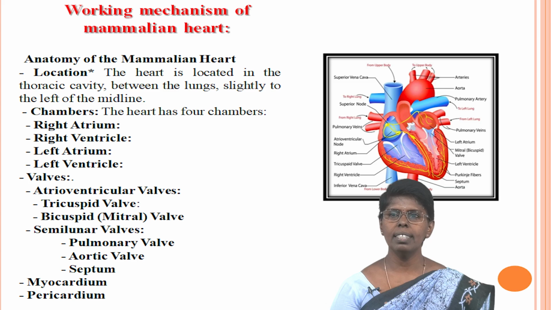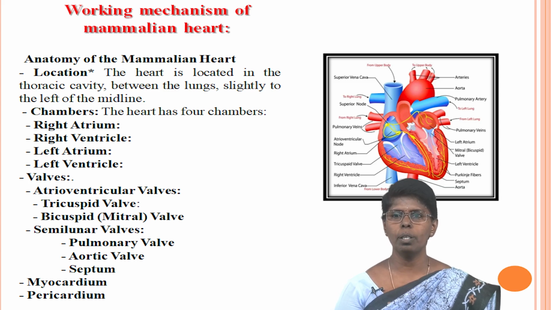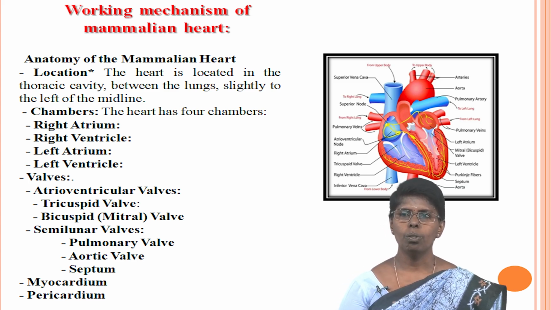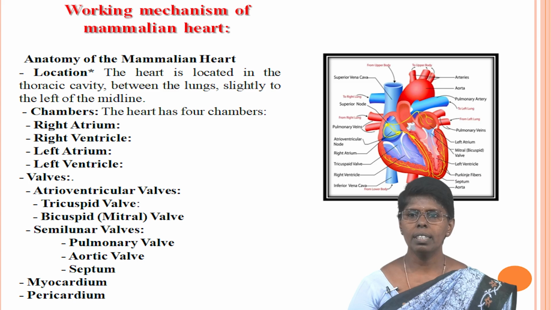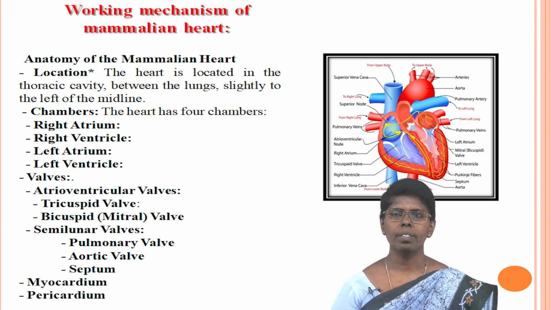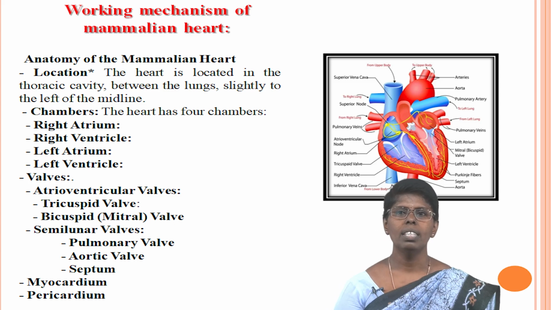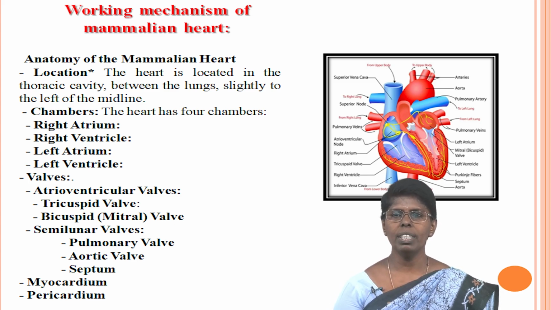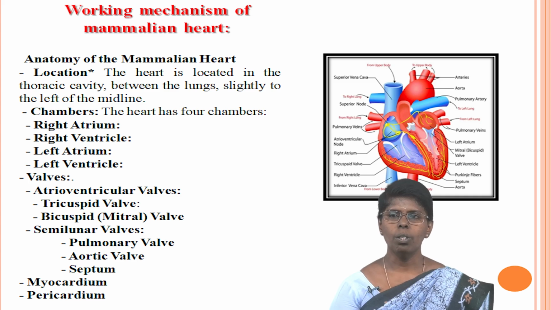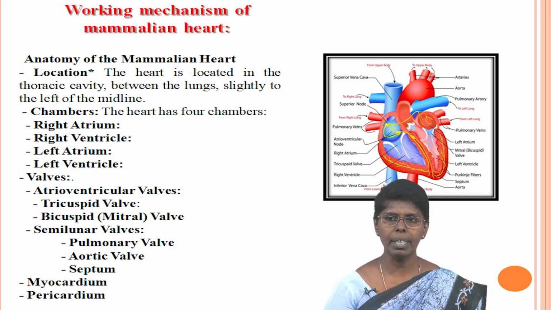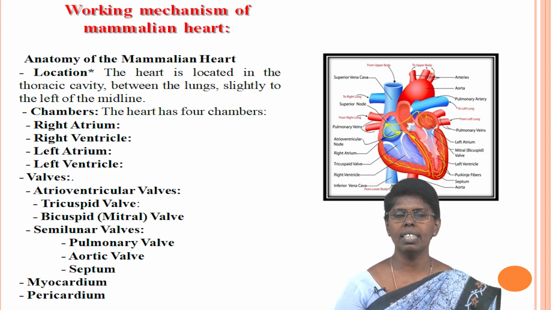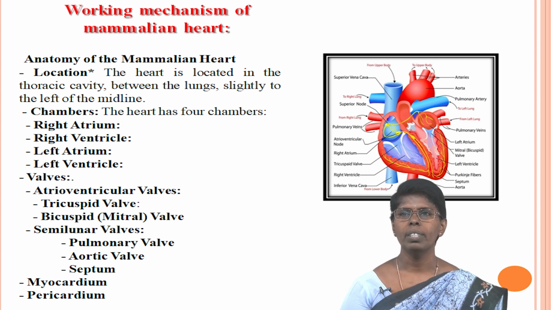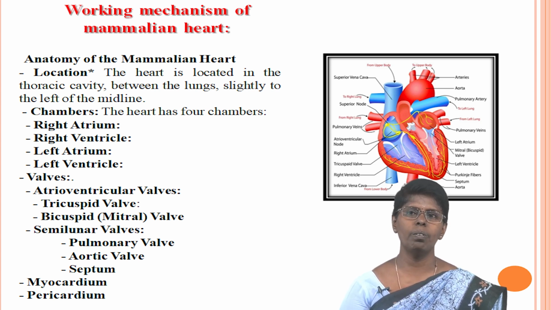The mammalian heart is a muscular organ which is responsible for pumping blood throughout the body. It's a double pump system, ensuring that deoxygenated blood is sent to the lungs for oxygenation and the oxygenated blood is distributed to the rest of the body. Here is a detailed breakdown of the heart structure and working mechanism. Now we see the anatomy of the human heart, starting with the heart's location.